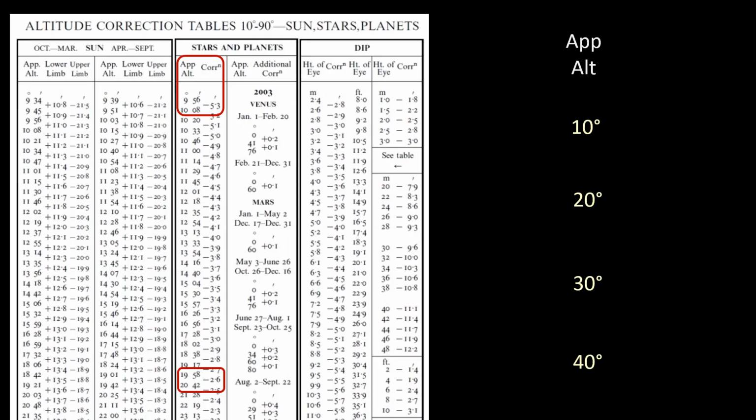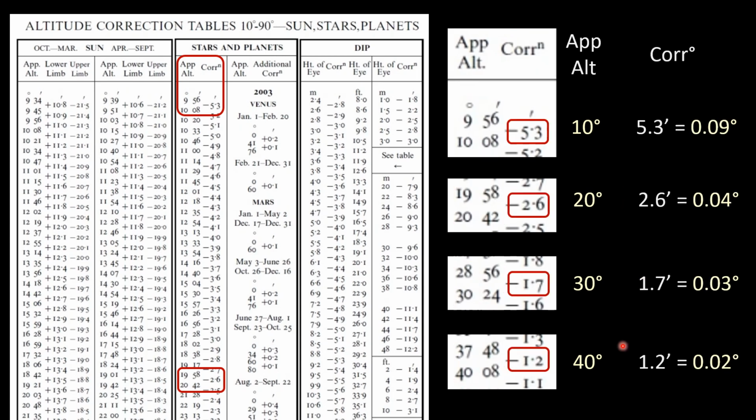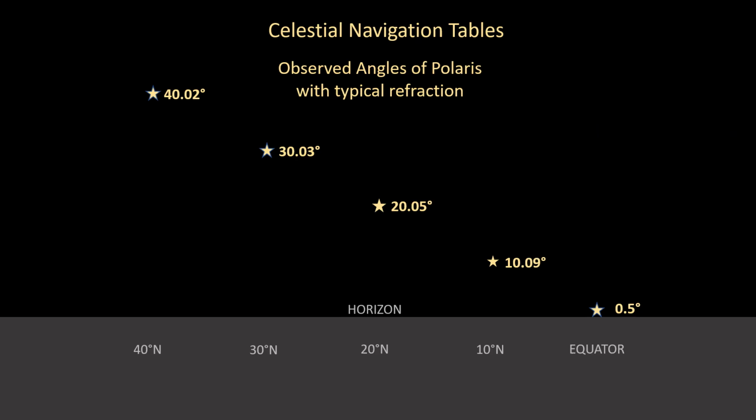So what I want to do is show what realistic refraction rates would be for 10, 20, 30, and 40 degrees above the horizon. So first I went through the chart and found the correct area that corresponded to these degrees. And then I changed all of these corrections that are in minutes into degrees so it's easier to understand. Now, according to celestial navigation tables, these would be the apparent positions of Polaris above the horizon due to atmospheric refraction for these latitudes. Now, it did not include a figure for 0 degrees or at the equator, but that is typically stated as a half a degree.